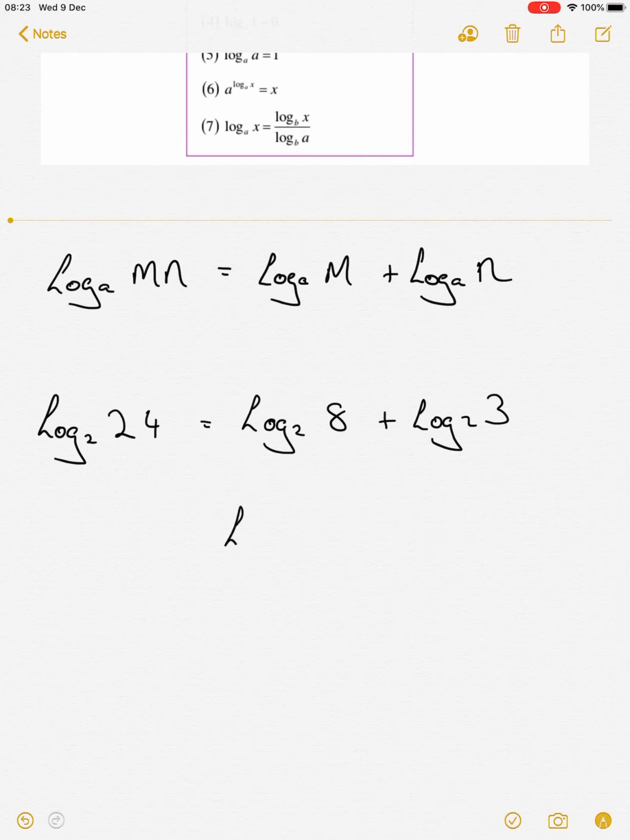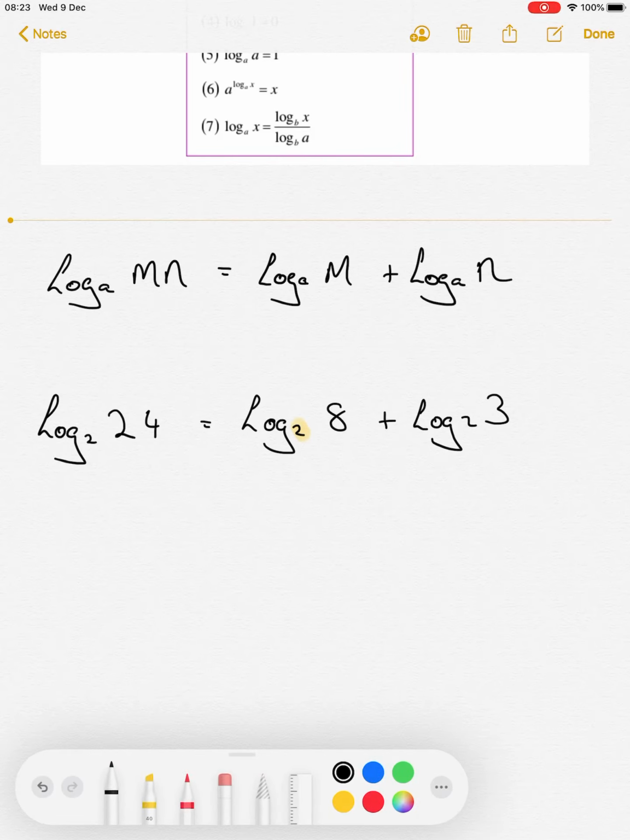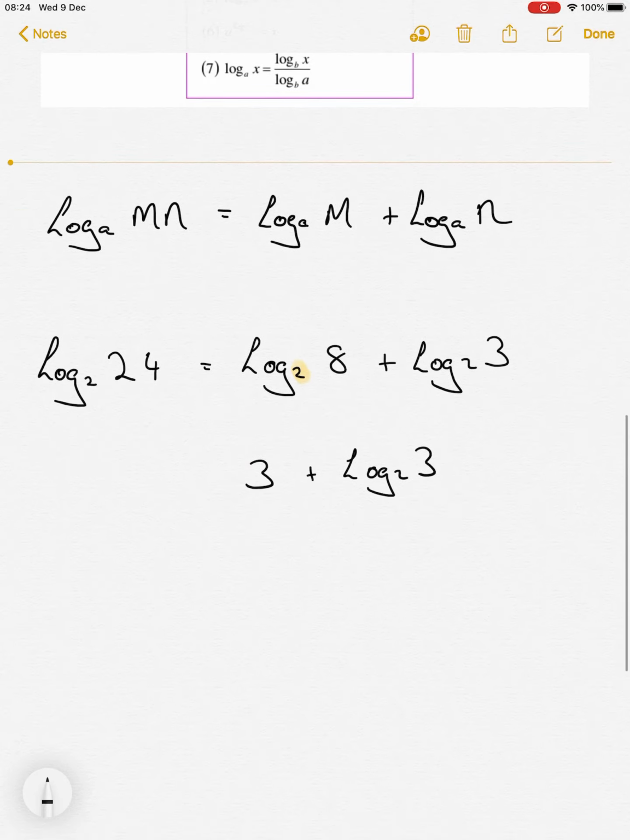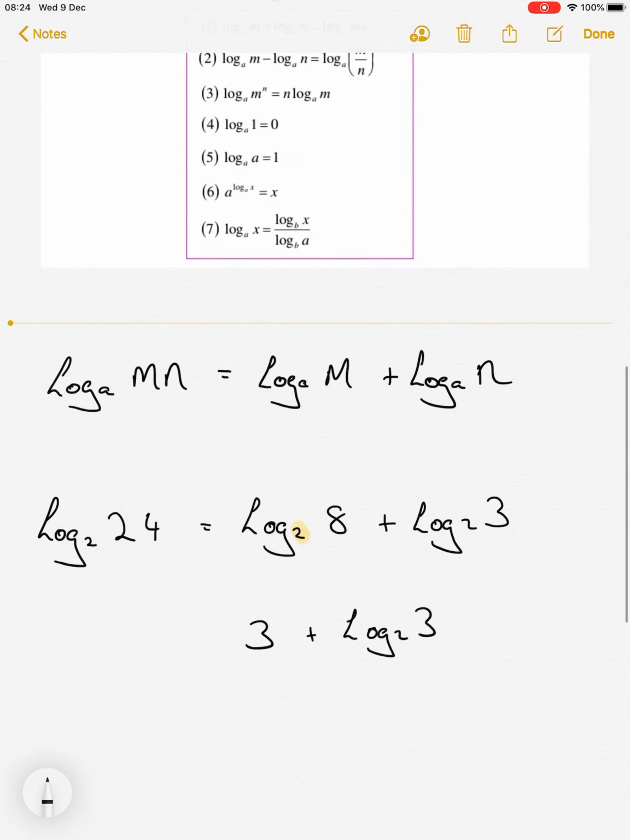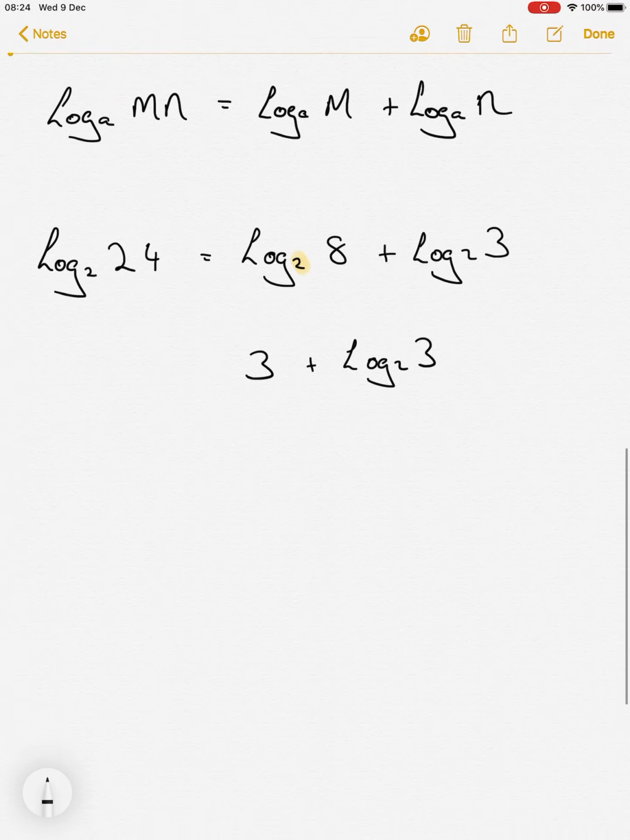The reason it's handy to be able to split those up is, instead of log 2 of 8, if you think about it, what power do you raise 2 by to get to 8? And the answer in this case is just 3. So this question could finish as 3 plus log base 2 of 3. So that's how you'll be able to finish that one off, using the first log law.